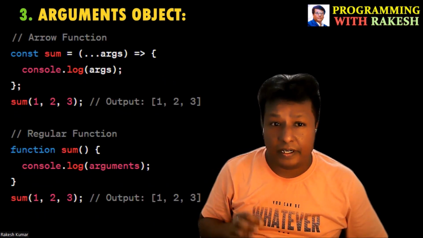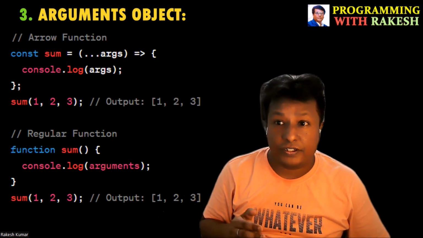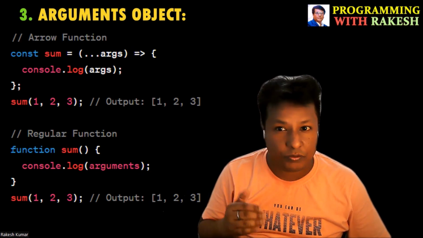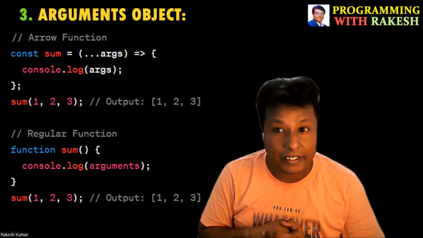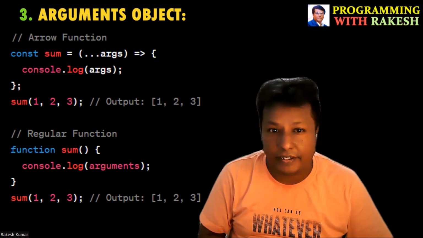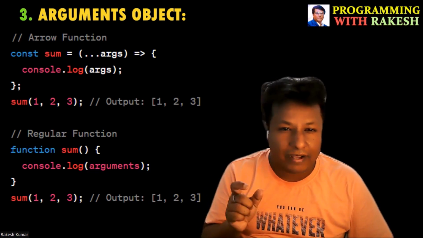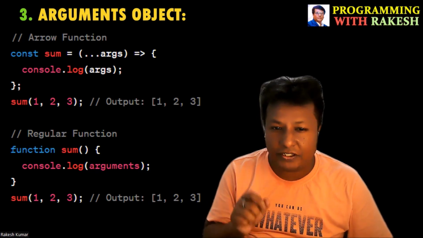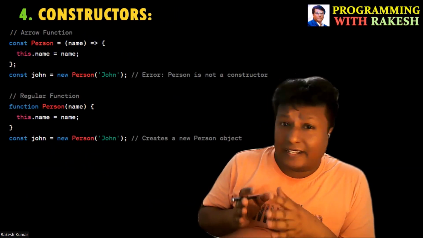The third difference between arrow function and regular function is the arguments object. Arrow functions do not have their own arguments object. The arguments object refers to the arguments passed to a function. But regular functions, on the other hand, have access to the arguments object, which allows them to access the arguments dynamically. So if you see in the example here, for arrow functions, we are using the spread operator to pass the arguments, so we do not have access to the arguments object. But in the bottom example, in the regular function, we can directly use arguments in the console.log without passing the arguments. Next difference is constructors.